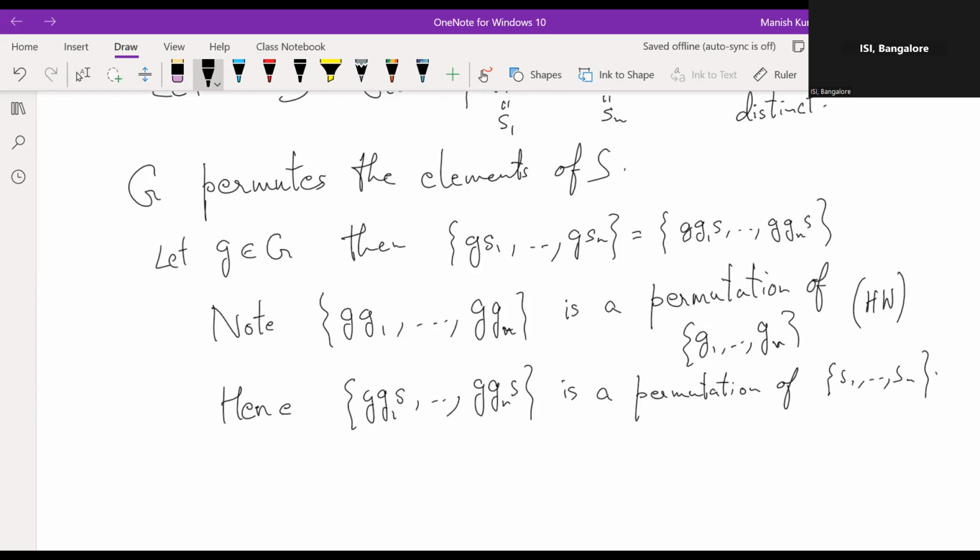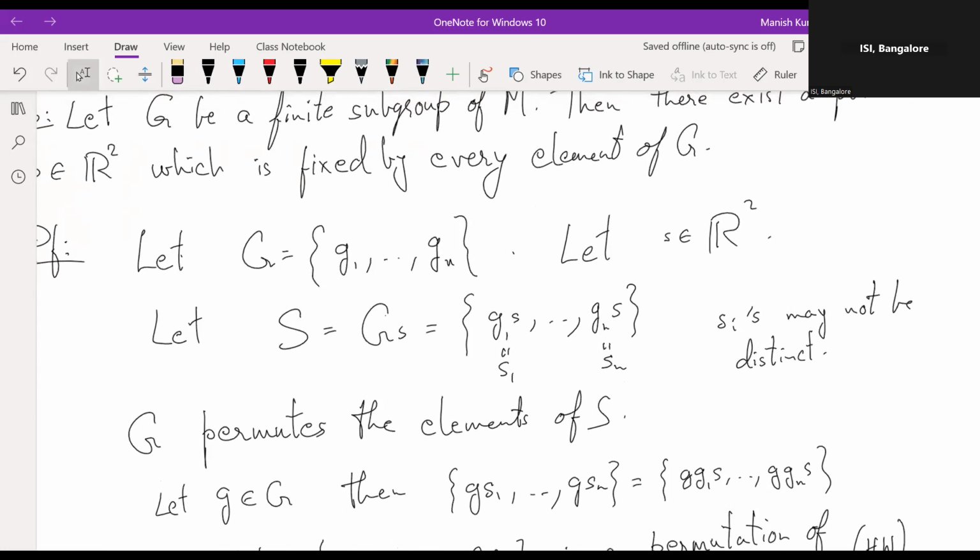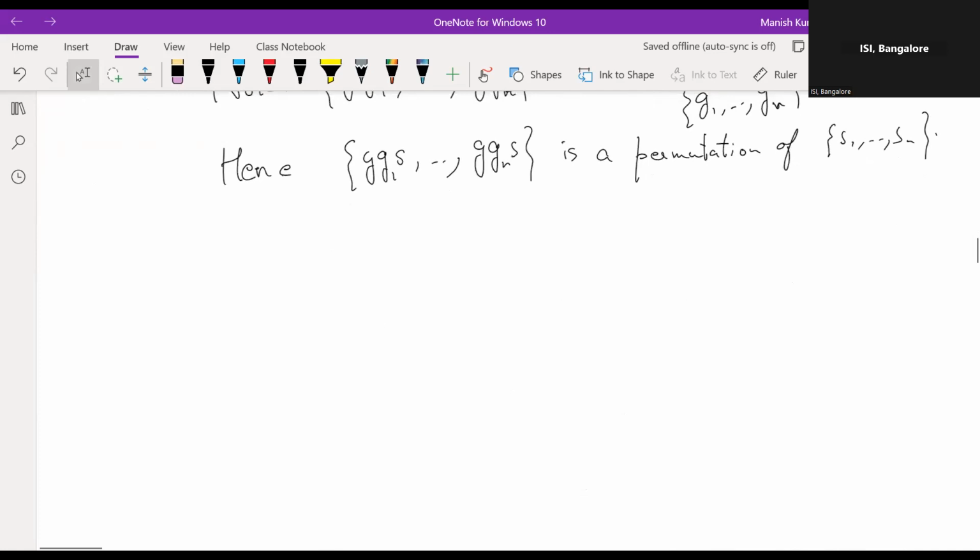Yeah. So now, actually, maybe I should have chosen... One can choose an S such that all its SIs are all distinct. In fact, most texts will do that, but maybe it's not needed.